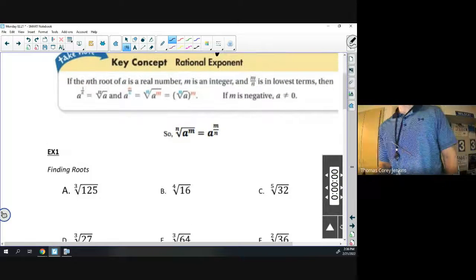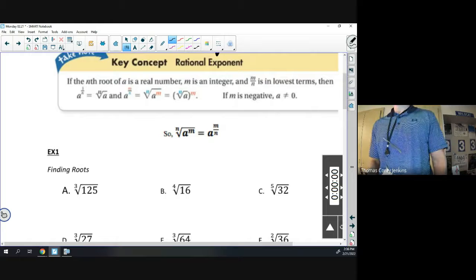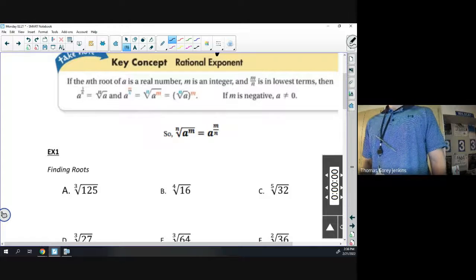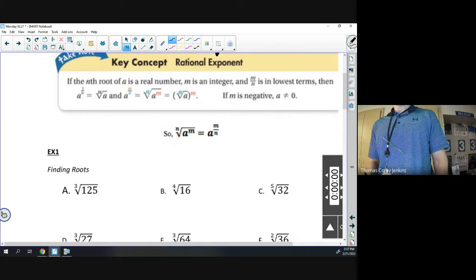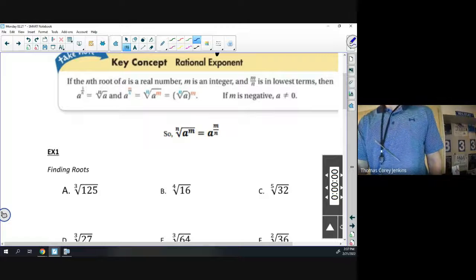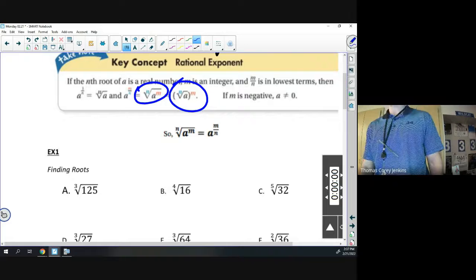So this key concept says the nth root of a is a real number, m is an integer, and m over n is in lowest terms. Then a to the 1 over n equals the nth root of a, and a to the m over n equals the nth root of a to the m, which can be written either this way or this way. So the exponent can be either inside or outside of the radical.